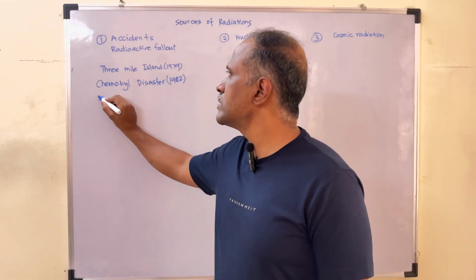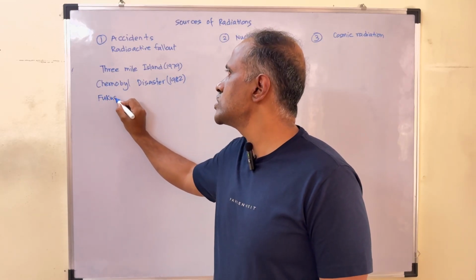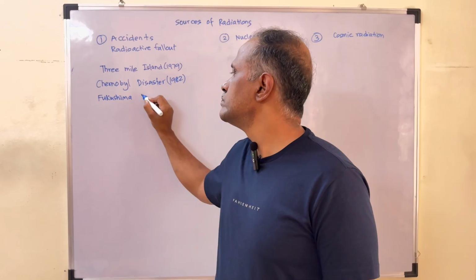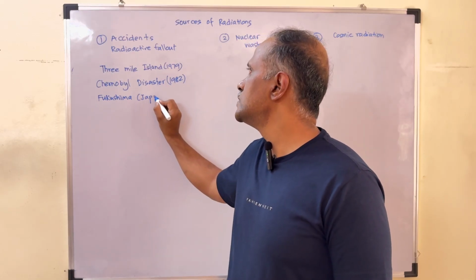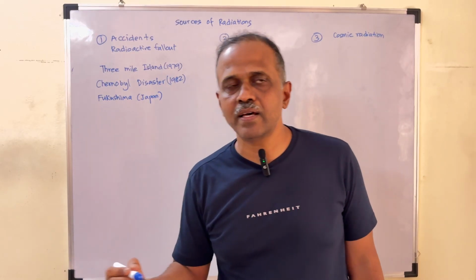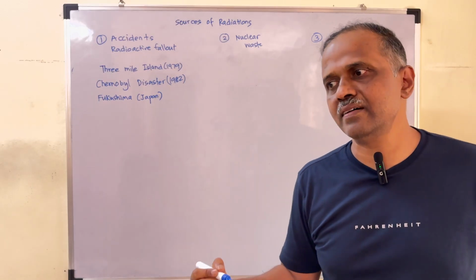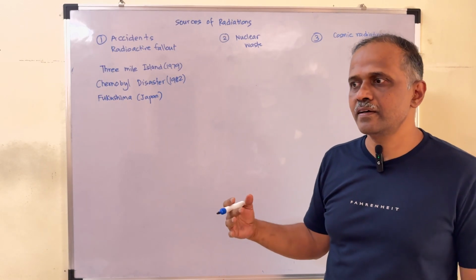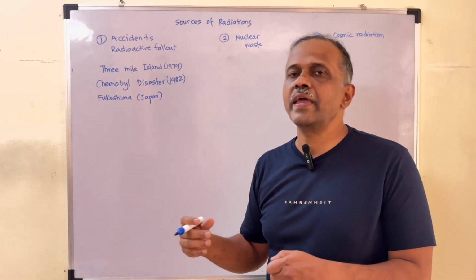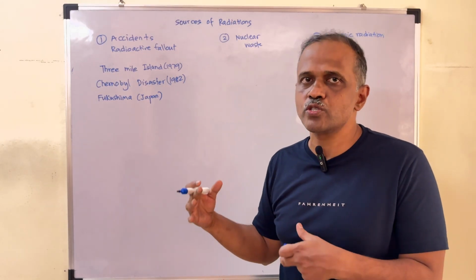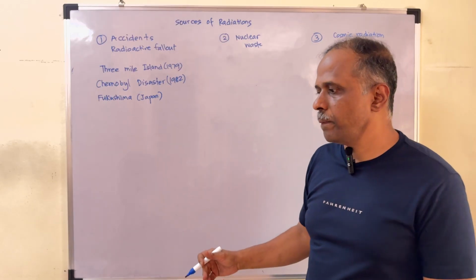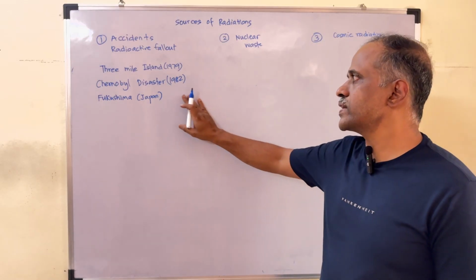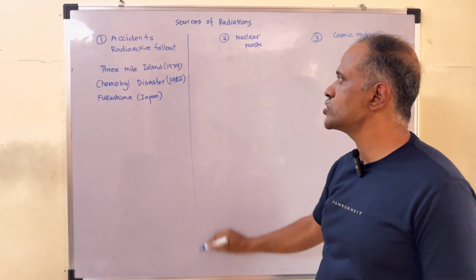Now the other one is Fukushima in Japan. Because of the earthquake, there was a partial breakdown of this reactor, and because the Japanese are very disciplined, a major casualty was avoided. So the earthquake had damaged the reactor in Fukushima.